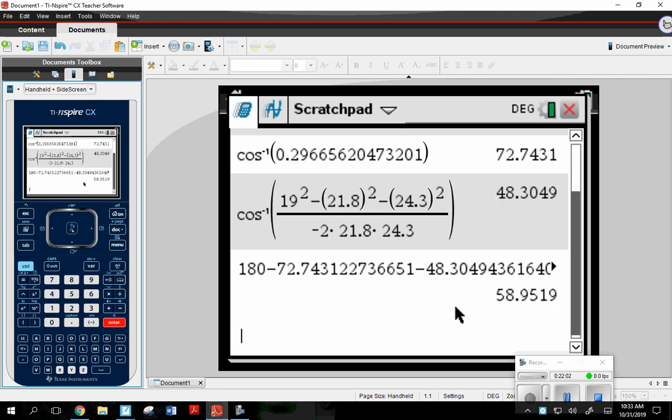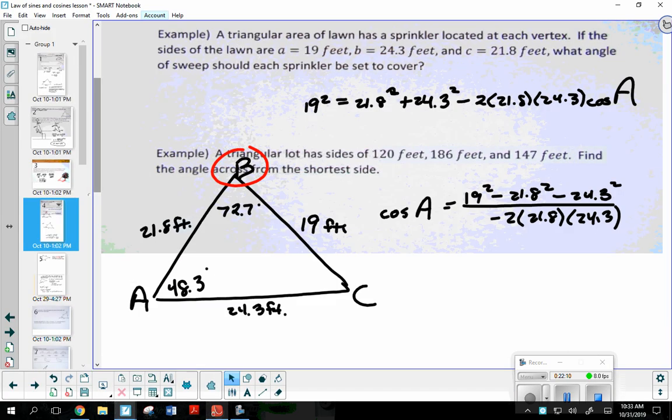okay, and 58.95. So I would go ahead and say what? 59 degrees, because look at how you rounded it here. The 0.7 plus the 0.3 will give you 1 degree, right? Okay, there you go. And that is the law of cosines.